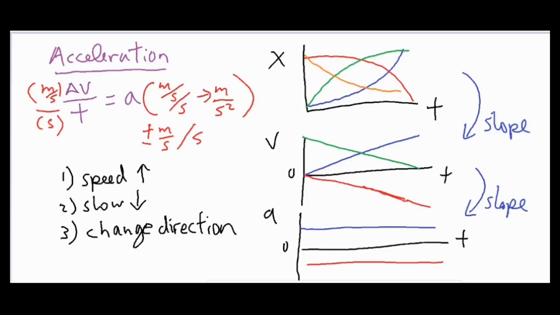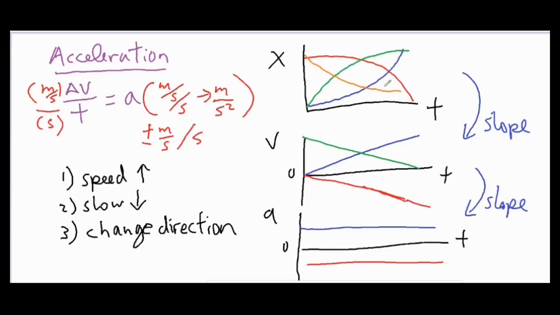So the rule is if it's getting steeper or more upright, that means it's speeding up in some way. And then if it's getting more flat, that means it's slowing down. You know it's going in the positive direction if it's rising on the graph, and you know it's going in the negative direction if it's going lower on the graph.